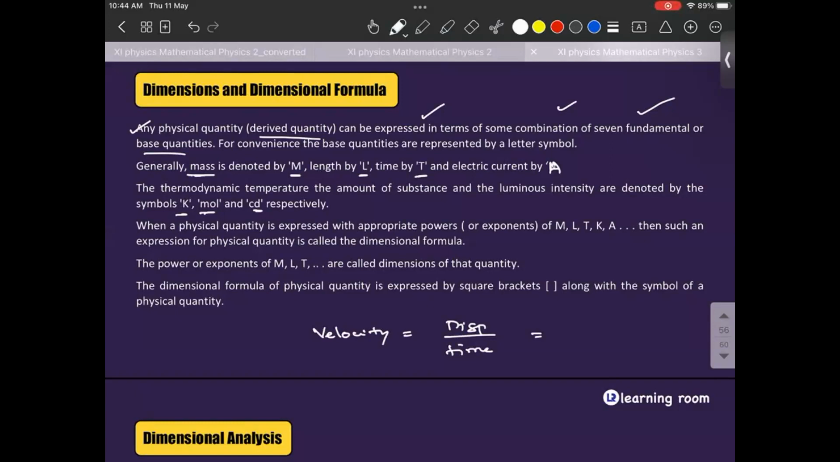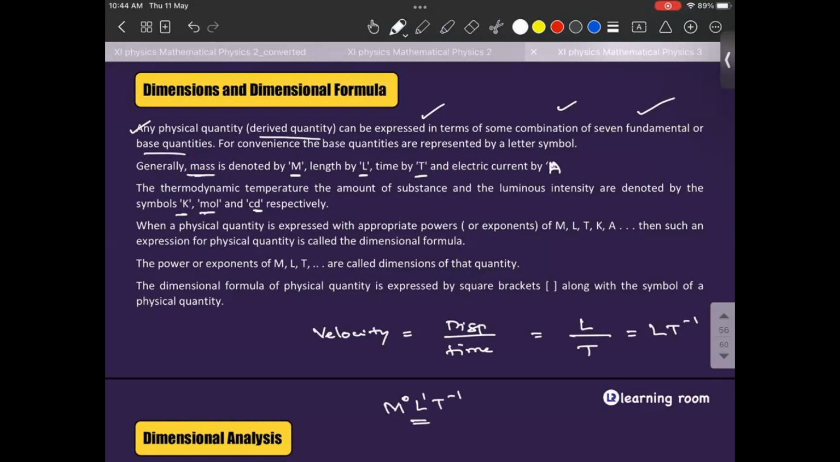Your displacement is a physical quantity which is associated with length. So in the place of displacement, I will write capital L, and in place of time, I will write capital T. Then can I write this as LT minus 1? Or I can write it as M0 L1 T minus 1.